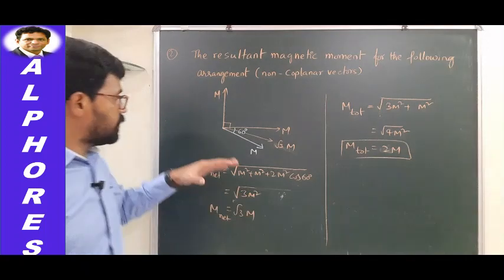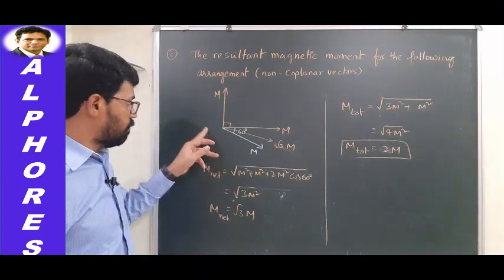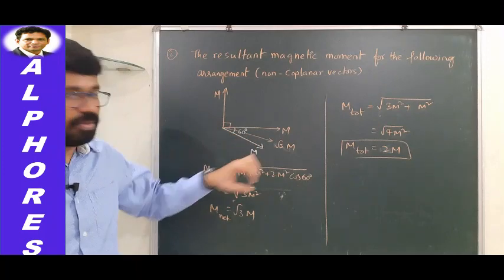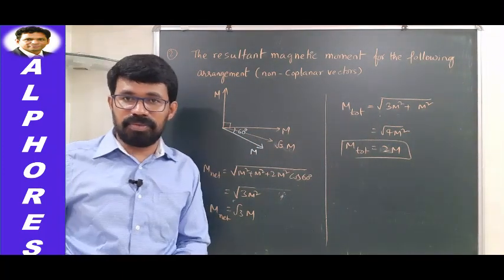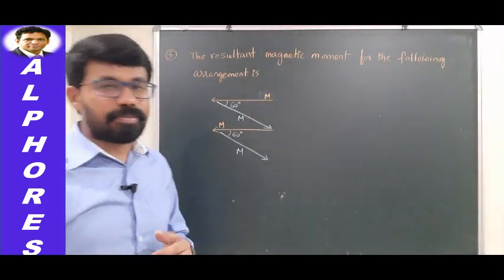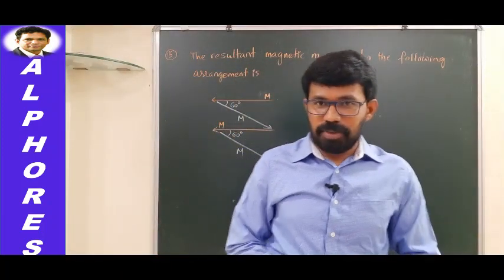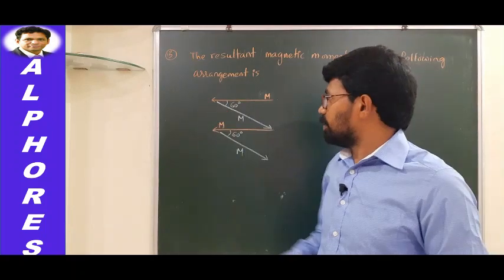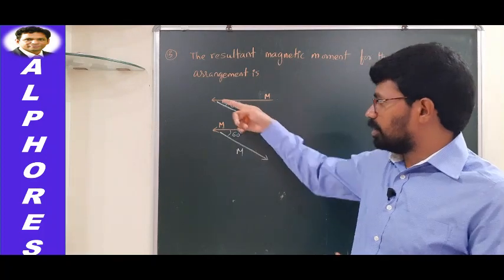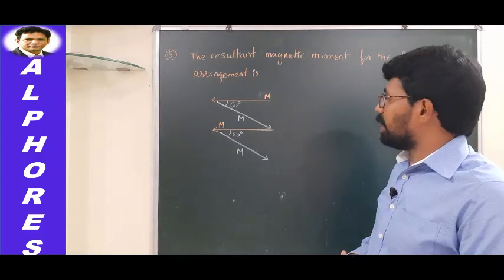Okay. So that's how, if any vectors are given like this, you can handle the net moment. If magnetic moment m is there along this direction, you can imagine one magnet in that direction, and in this direction also you can imagine one magnet, and in this direction also one magnet. Okay. So let us try one more question. The resultant magnetic moment for the following arrangement is. Here 4 magnetic moments were given. 2 magnetic moments are horizontal, and 2 other magnetic moments make an angle of 60 degrees with the horizontal in this direction. Okay. So let us try to find out the net magnetic moment.